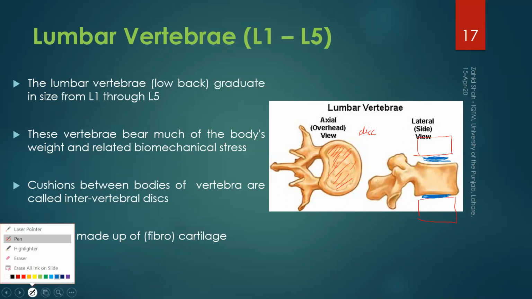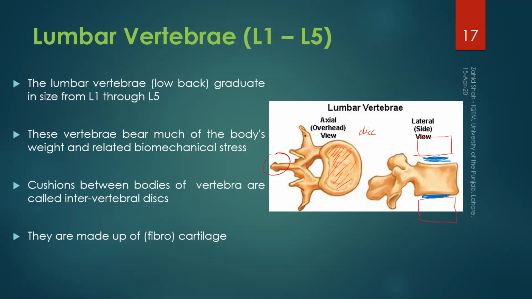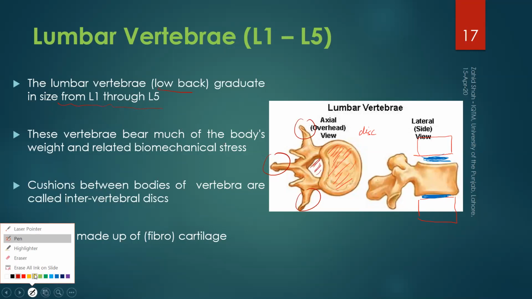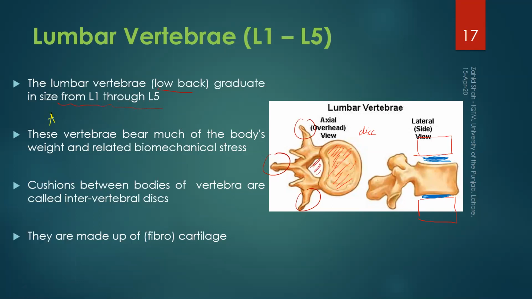You can also observe the processes for muscular attachment, for the attachment of ligaments, and the foramen for the spinal cord and nerve roots. Lumbar vertebrae of the lower back graduate in size. So the size also increases as we move from L1 to L5. These vertebrae bear much of the body's weight and related biomechanical stress. So these vertebrae have a very important role to play.